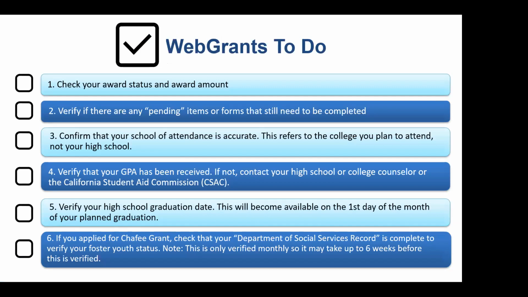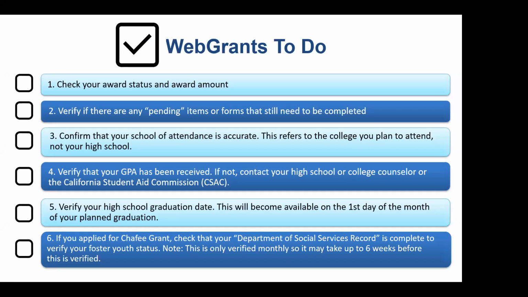This is just a quick to-do list for students. When they log into their Web Grants, they can check their award status. A lot of times students will receive that preliminary Cal Grant award notification, letting them know that they've been preliminarily awarded, minus the fact that they still have 2 or so pending items that they have to do. So the pending item is number 3: they have to confirm that the school of attendance is accurate. And number 5, they need to verify their high school graduation date. So those 2 things students can do essentially May, June, July even.